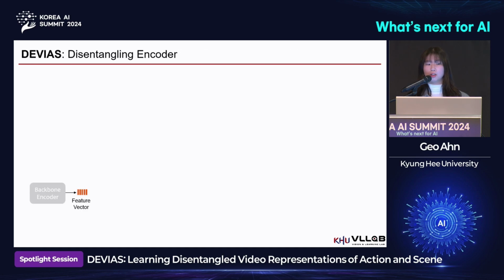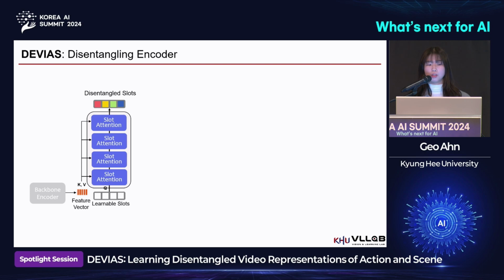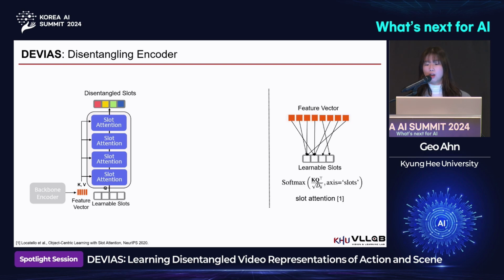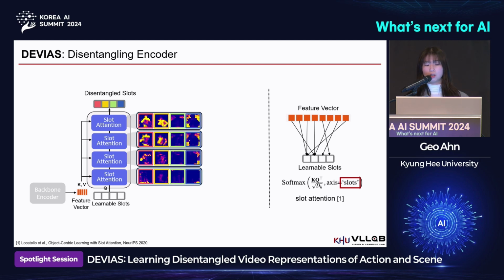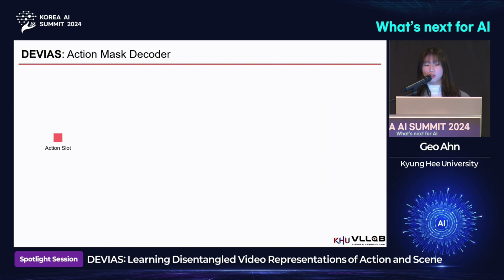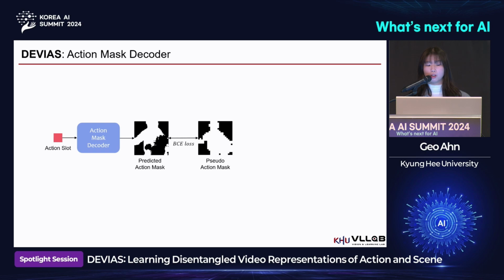Let's deep dive into the details. First, the backbone encoder feeds the features to our disentangling encoder. And the disentangling encoder uses slot attention, which applies the softmax over the slot axis, while traditional attention applies the softmax over the key axis. And through the slot attention layers, features are gradually divided into distinct features. And we use the slot matching algorithm, which is the Hungarian matching algorithm, to select the action slot and scene slot. Given an action slot from the DE, the action mask decoder predicts an action mask.